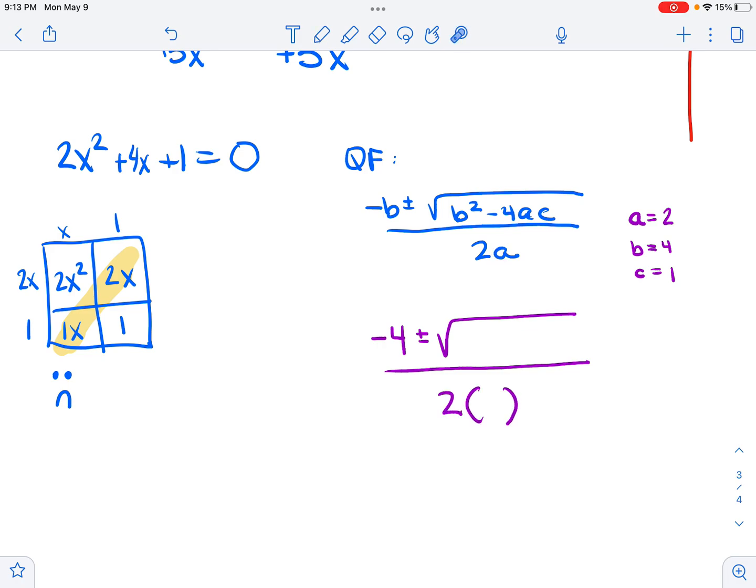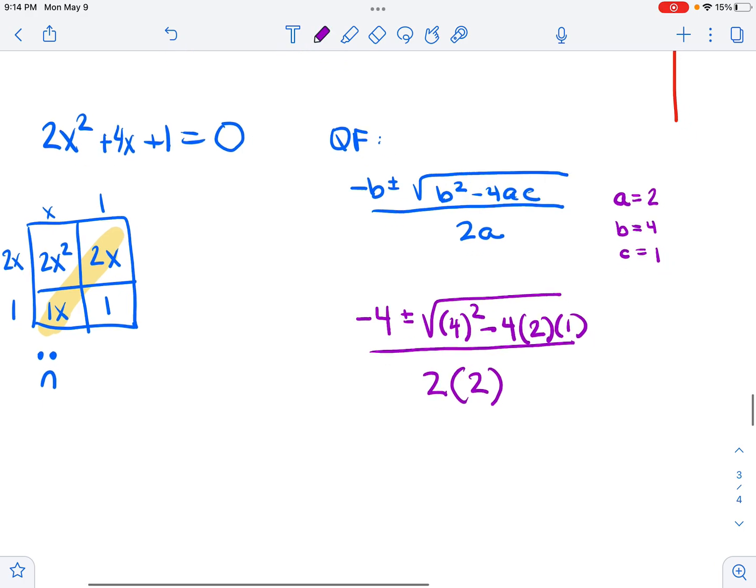So in place of A, I'm going to write 2. Not because these match, but because A happens to be 2. And then again, B. B in our case is 4. So 4 squared minus 4, A, C. See? Opposite of B, plus or minus, B squared minus 4AC, all over 2A.